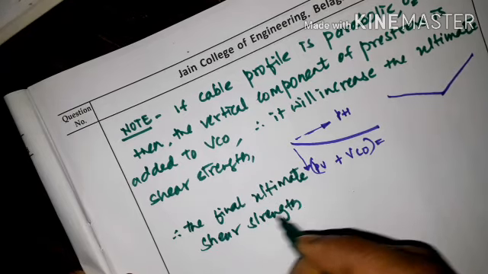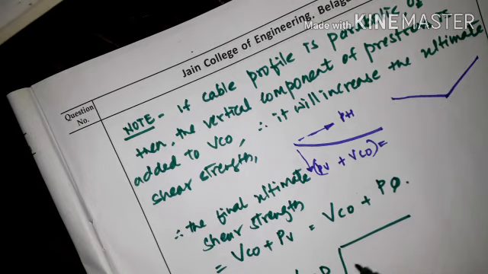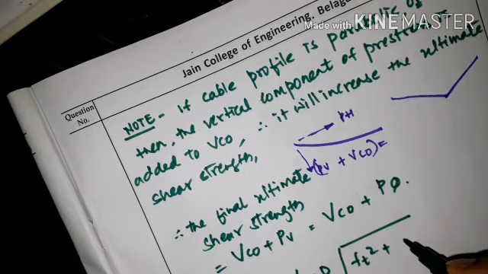Okay, so therefore VCO is equal to, as mentioned in the code IS 1343, 0.67 BWD square root of FT square plus 0.8 FCP into FT.